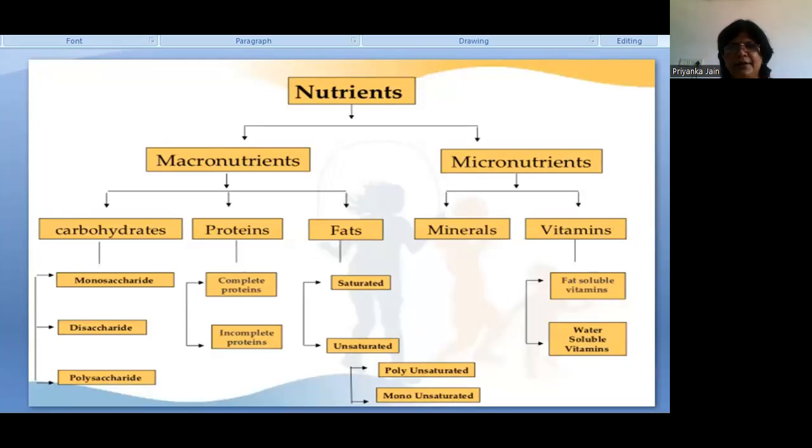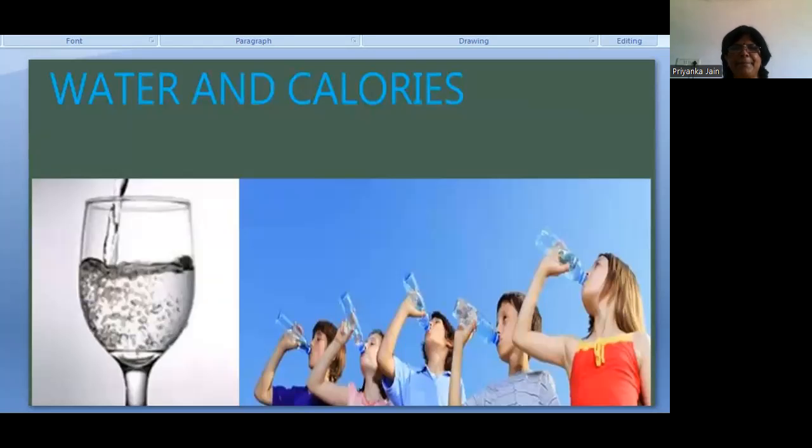Nutrition is of two types mainly, the macronutrients and micronutrients. Macronutrients like carbohydrates, proteins, fats, and micronutrients like minerals, vitamins. Now carbohydrate is of three types, monosaccharide, disaccharide, polysaccharide. And protein is of two types, complete protein, incomplete protein. And fat is also of two types, saturated, unsaturated, which is followed again by polyunsaturated and monounsaturated fat. You should take micronutrients like minerals, vitamins. Vitamins are of two types, fat soluble vitamins and water soluble vitamins.